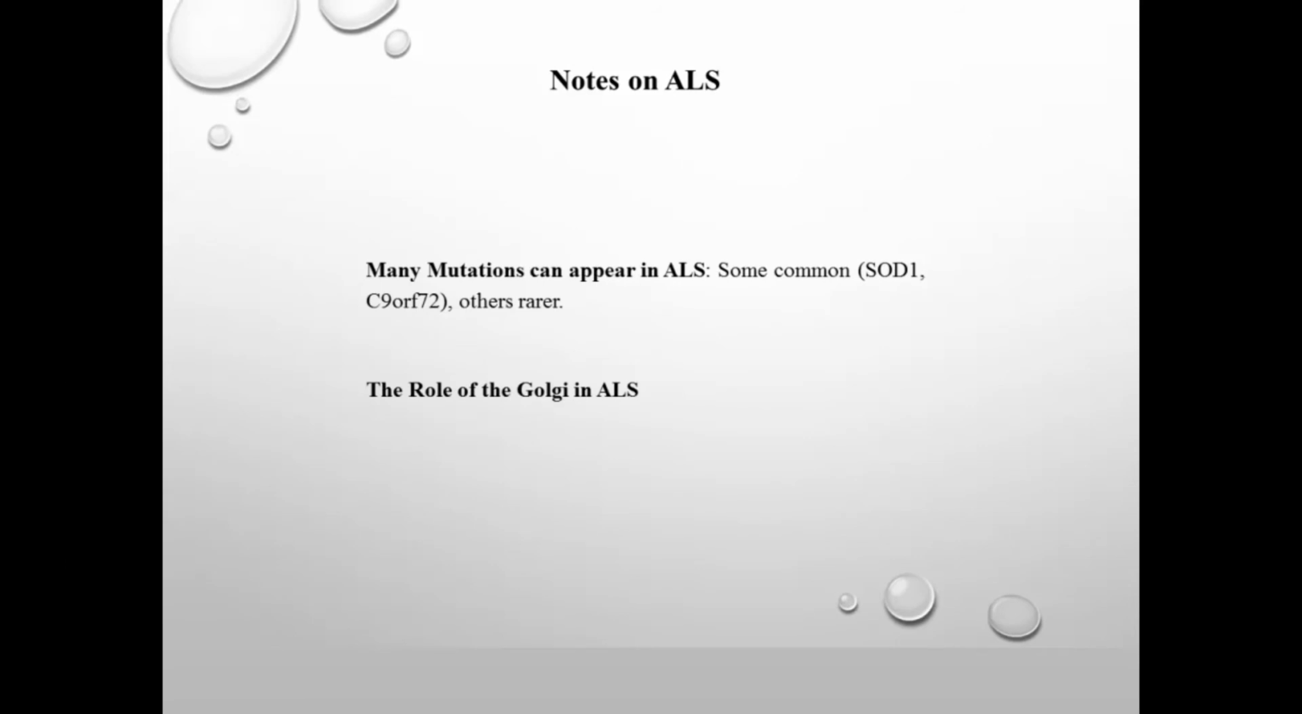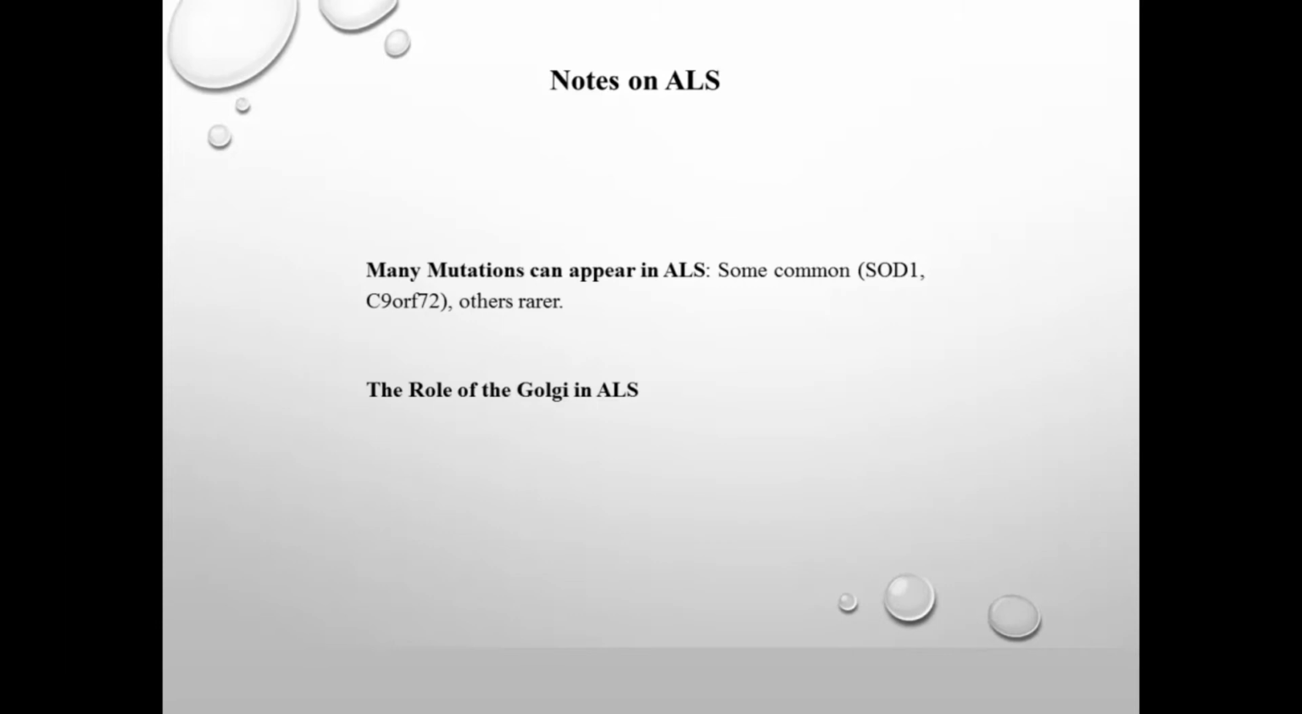Mark here, working with Keith and Martin. Before I start, I just wanted to make a few notes on ALS that those guys might not have mentioned. First of all, there are many mutations that are associated with it. There are some that are much more common, like SOD1, which I think they'll talk about, or chromosome 9 open reading frame 72. And there are others that are much rarer.